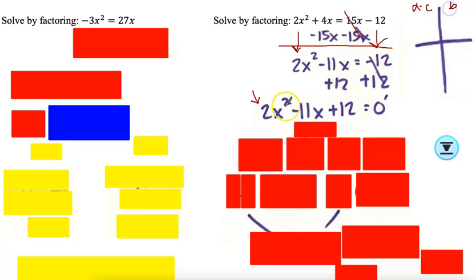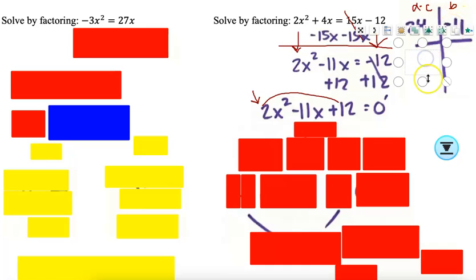So my a is a 2. My c is a 12, 2 times 12 is going to be 24. My b term in the middle is negative 11. So I have to figure out what multiplies to get 24 and adds to get negative 11. So lots of things multiply to get 24. For example, 6 times 4. However, a 6 and a 4 would add to get a 10, so that's not going to work.